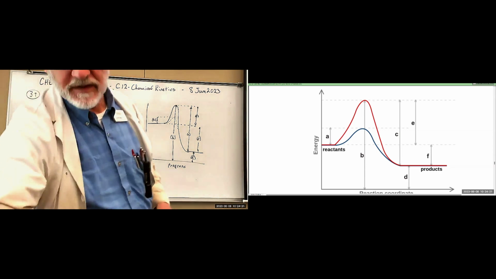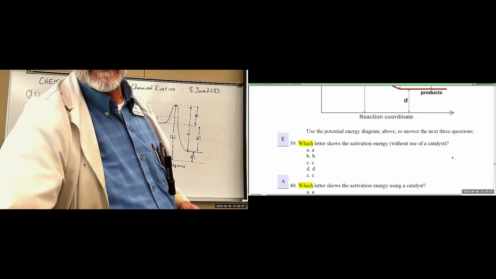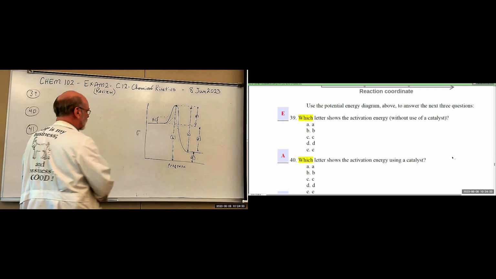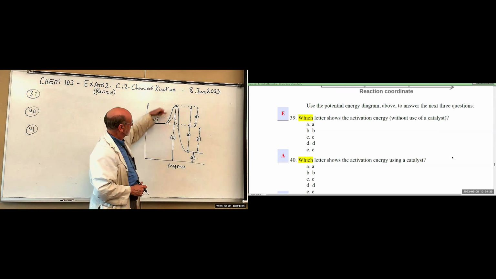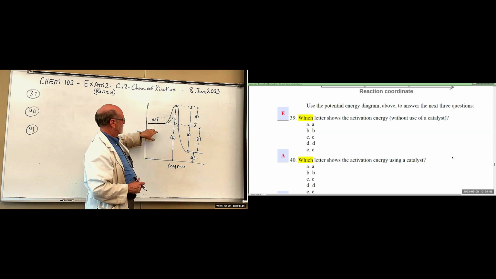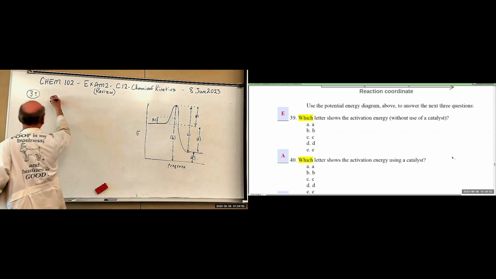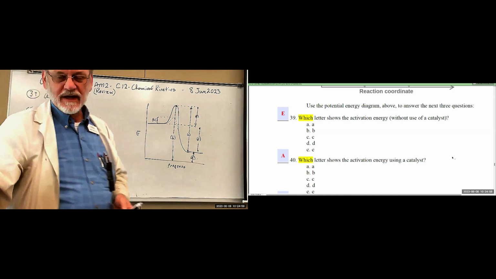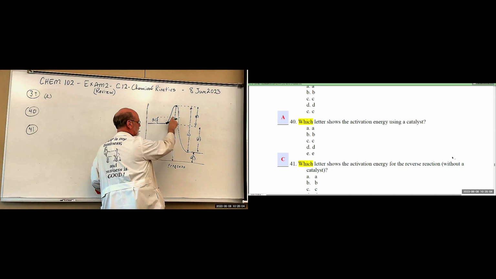Now let's look at the questions. So I've got the drawing up there. Use the potential energy diagram to answer the next three questions. Which letter shows the activation energy without the catalyst? Where's the activation energy? Between here, reactants, and the activated complex. So without the catalyst, it's between here and here. So E is without the catalyst. If we have a catalyst, then you need the other trace. This one, it's lower activation energy. That's A.